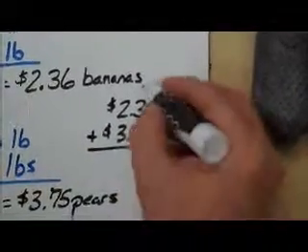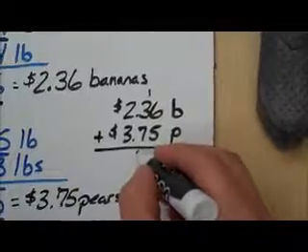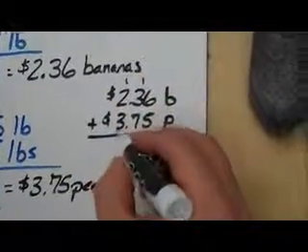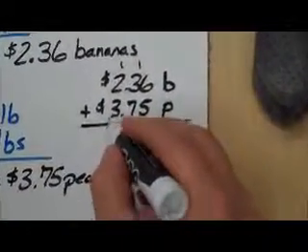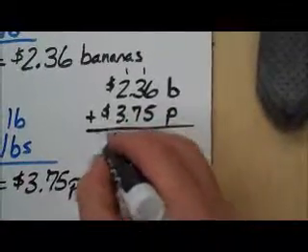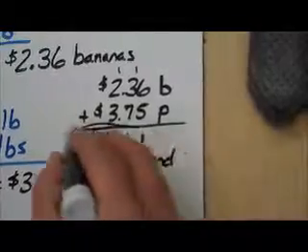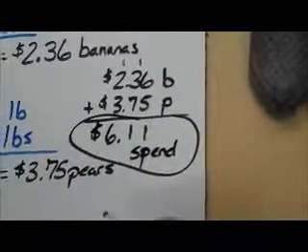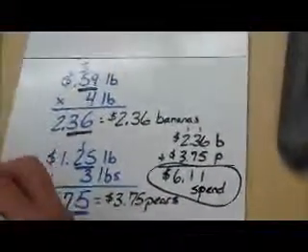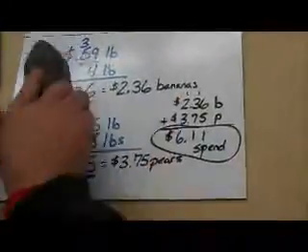I'm going to add my hundredths first. I'll add my tenths second. Add my whole numbers last. And if I add my whole numbers, I see that Zoe's grand total that she will spend on her fruit will be $6.11. Simple math for the conscious shopper.